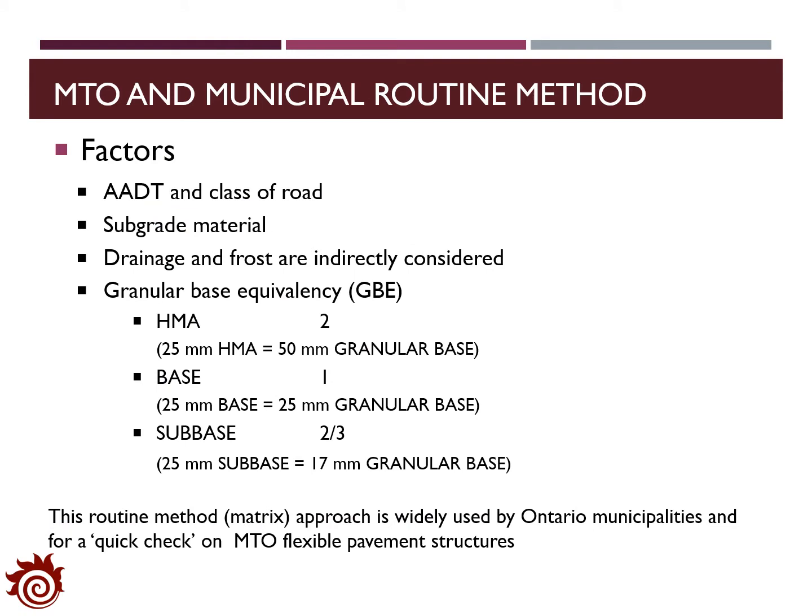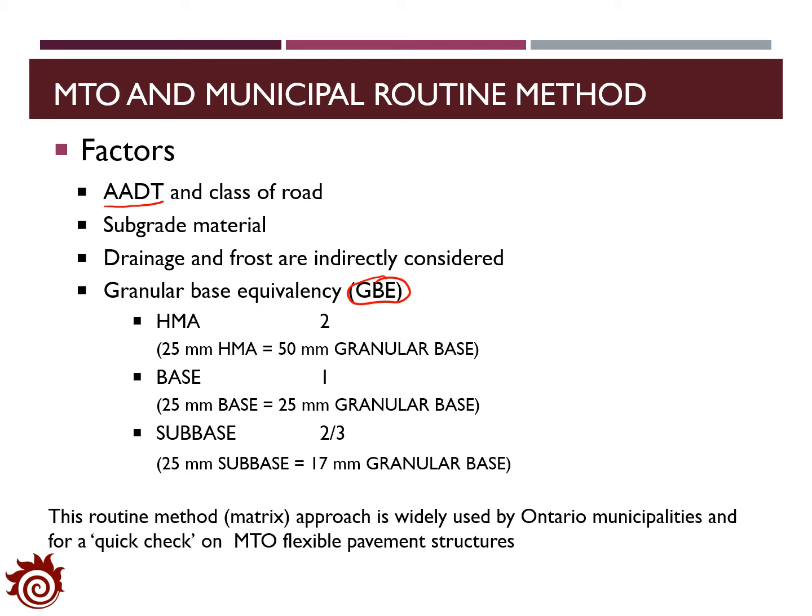In the routine method, a set of factors should be considered. The first one is AADT, which is the average annual daily traffic, and the definition of the class of the road. Also, we have to know the properties of the subgrade materials. The drainage conditions and the flow susceptibility of the materials are also considered, but they are considered indirectly. The most important factor we have to consider in this method is the GBE, which is the granular-based equivalency.